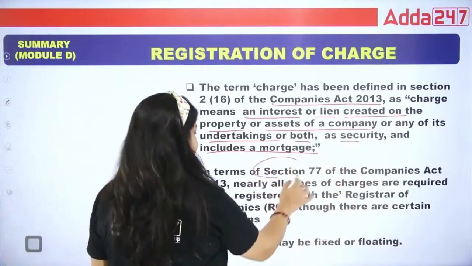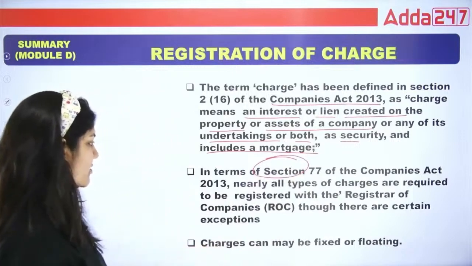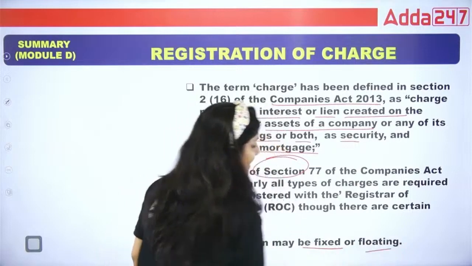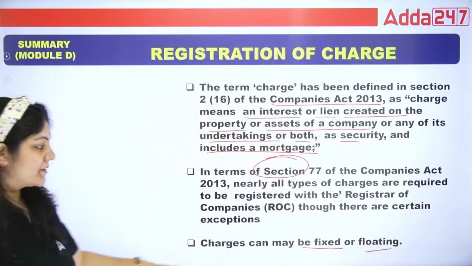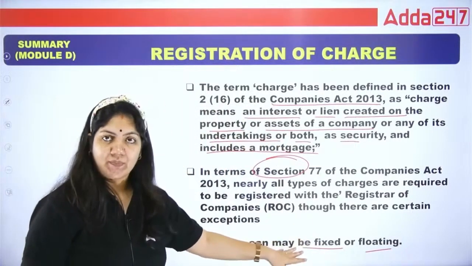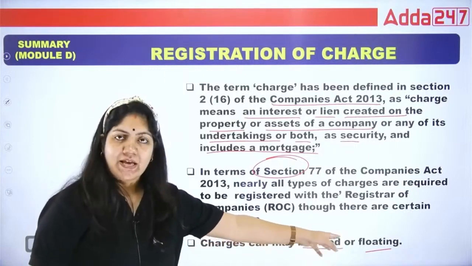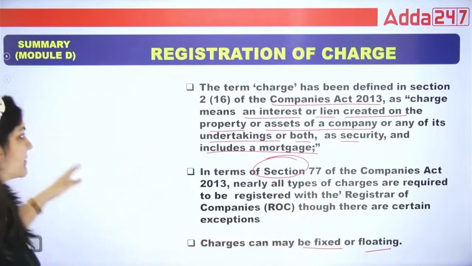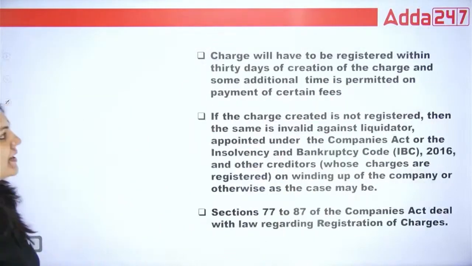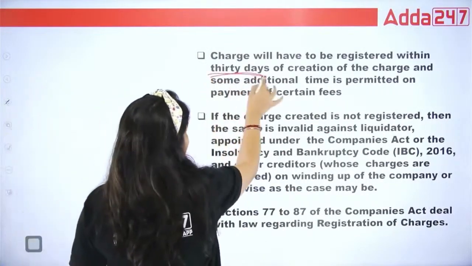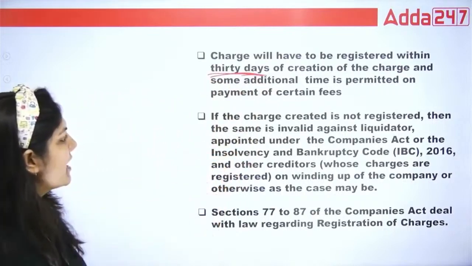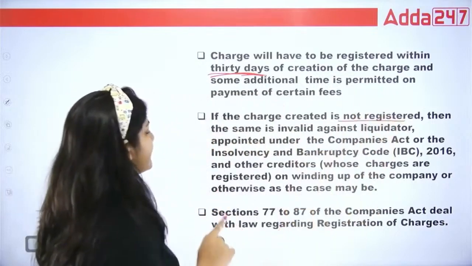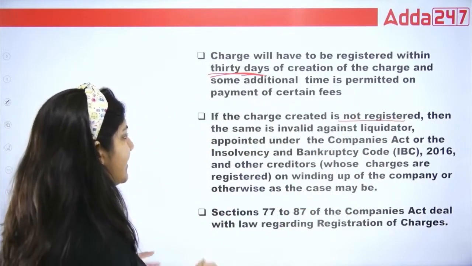Section 77 talks about the registration, so this has to be done within 30 days, and the charge may be fixed or floating. Okay, fixed means that it applies to a specific property, and floating means that it applies to different goods. That's it. Charge will have to be registered within 30 days, that we have already done, right? If a charge created is not registered, then the same is invalid against the liquidator.